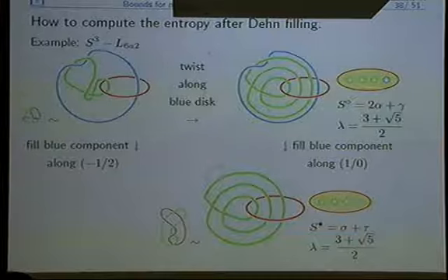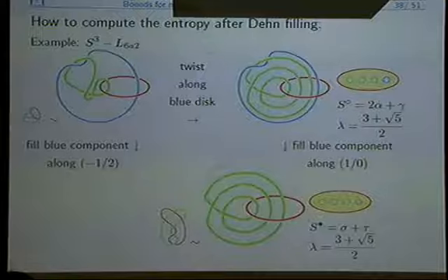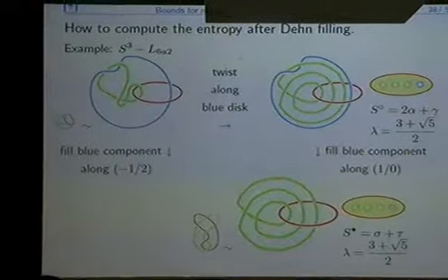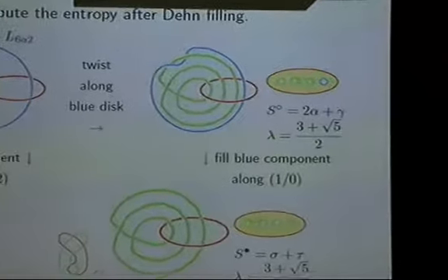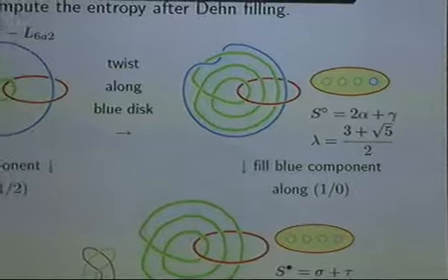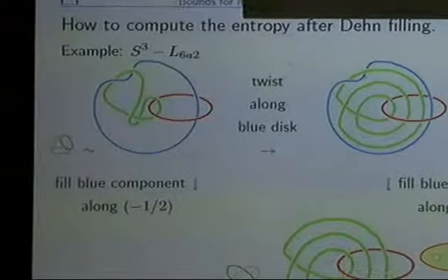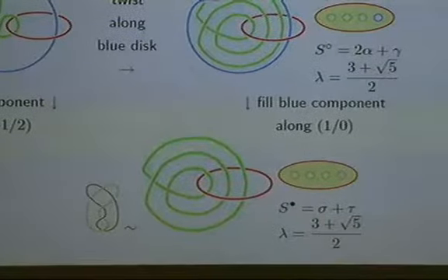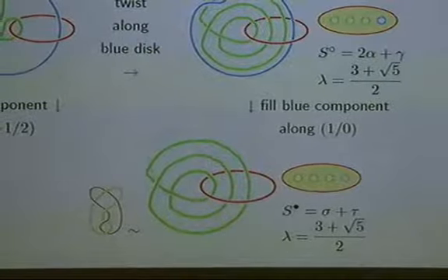So for example, in this case, the complement of this link is a magic 3-manifold, and it has a surface bundle like this, a 4-punctured disk surface bundle. And if you forget this blue component, we have another manifold, which is a Dehn filling of this manifold. But we want to know the filling coefficient from the original picture.